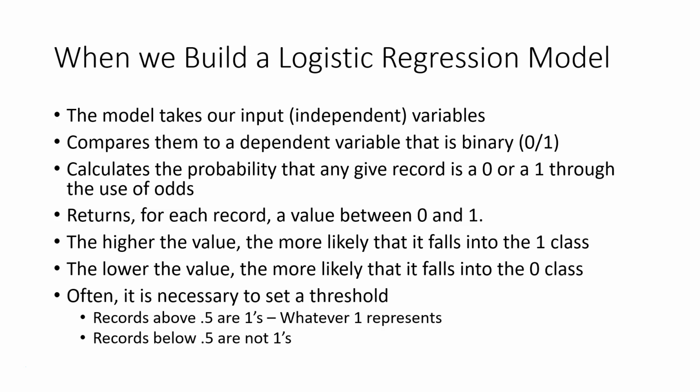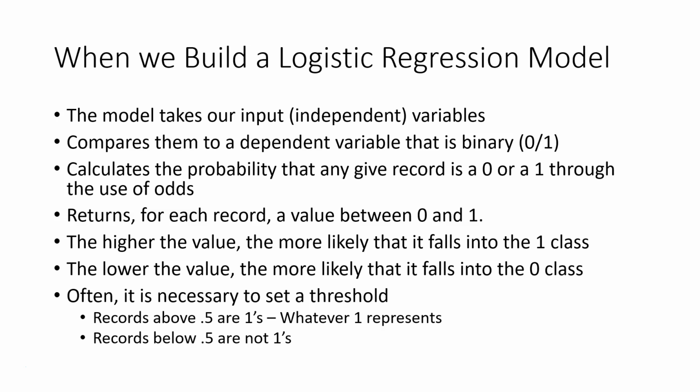I'll talk about that more in a second. We're going to compare them to a dependent variable. This is going to be in our training data set. Remember, we already have training data, and we're going to compare that to a dependent variable that's already known, right? And it's through that process that we will establish the probability or likelihood that any given record is going to fall either to class 0 or class 1. Class 0 could be no loan, class 1 is give them a loan, through the use of odds.